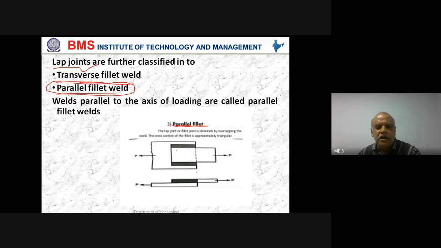So this is how the parallel fillet weld looks, where the darkened portion over here represents welding, right? This welded joint is parallel to the axis of loading. Therefore, it is called parallel fillet weld. That is, welds parallel to the axis of loading are called parallel fillet welds. Then what are transverse fillet welds? Welds which are perpendicular to the axis of loading are called transverse fillet welds.